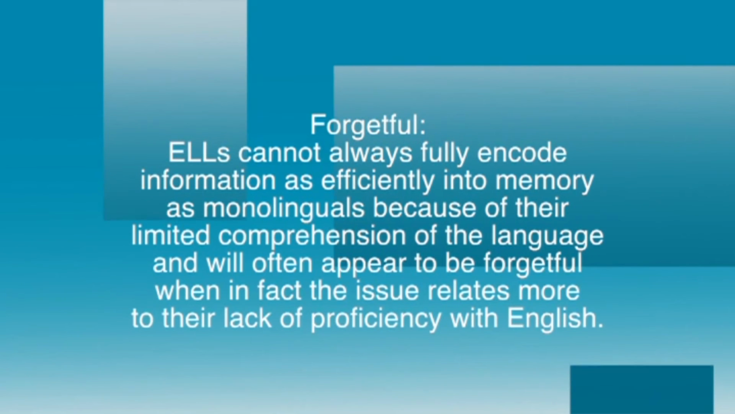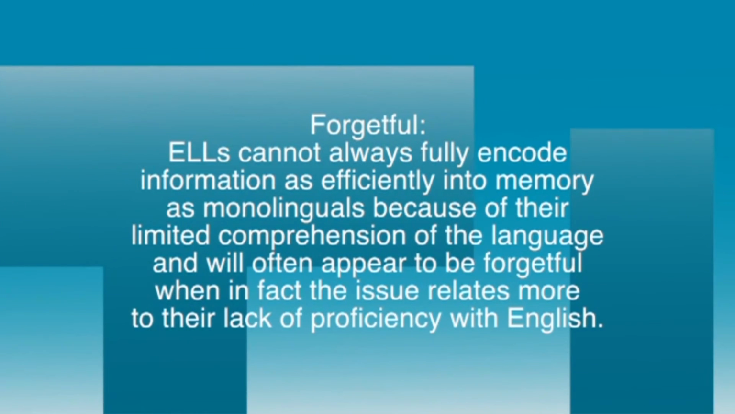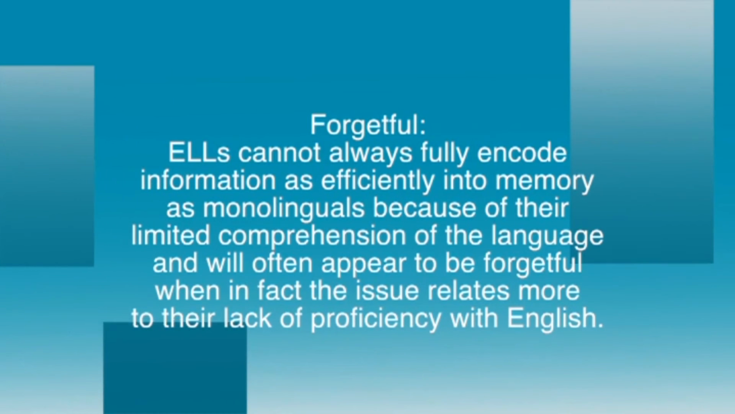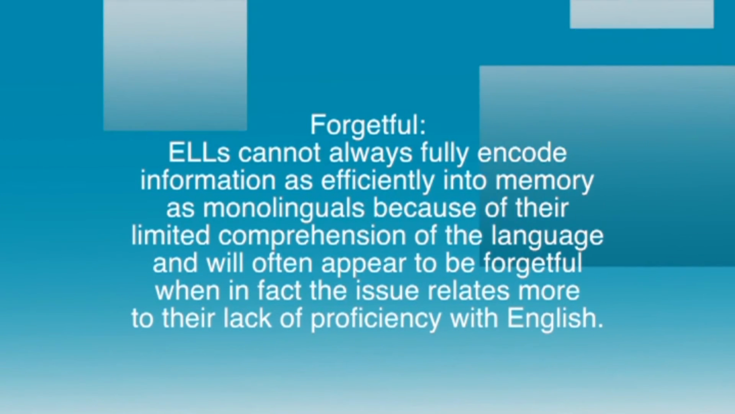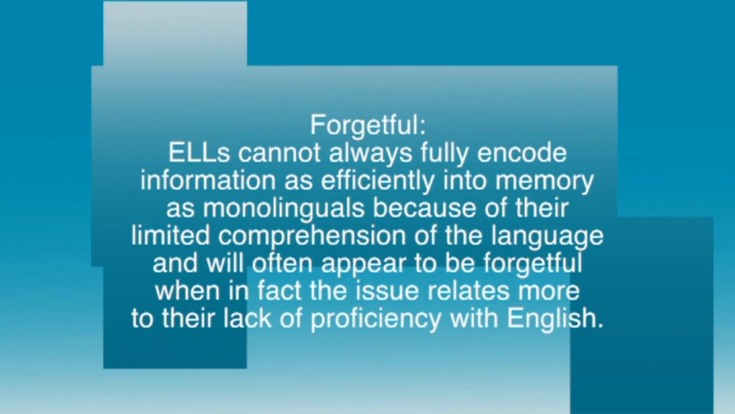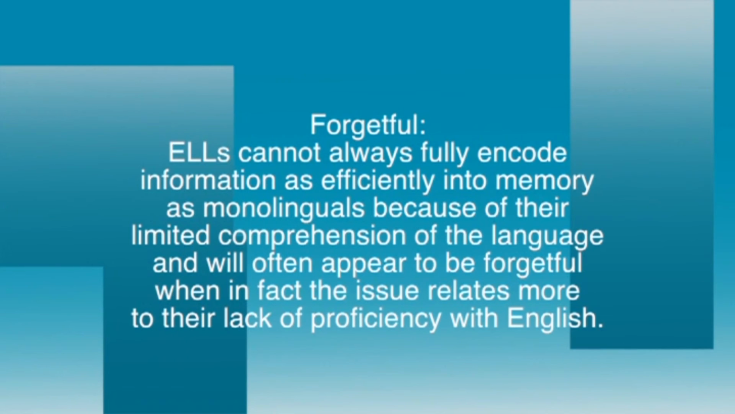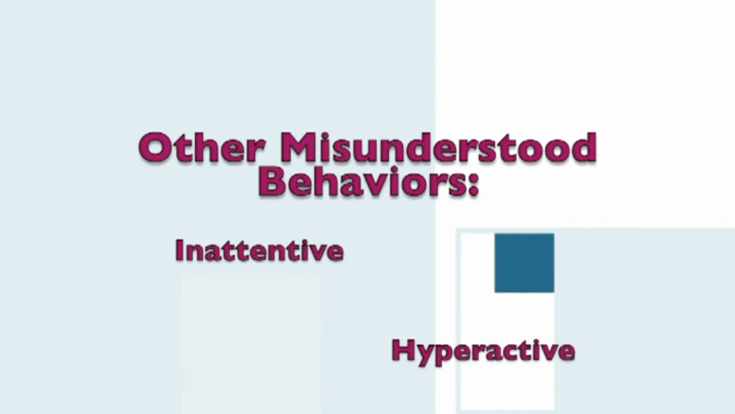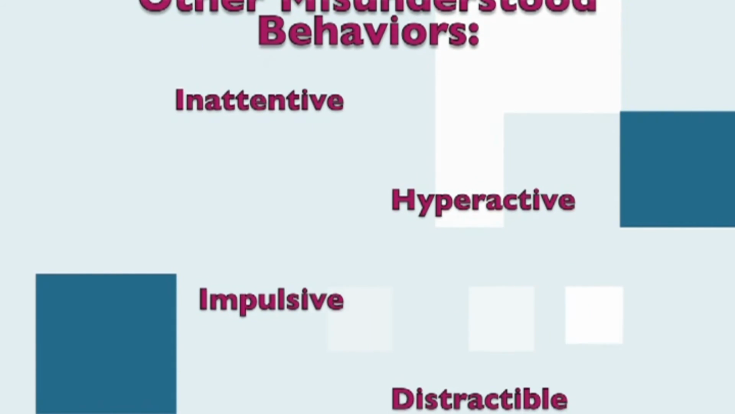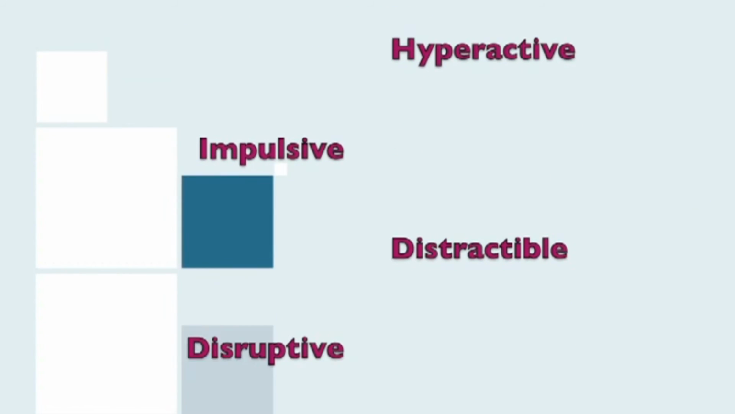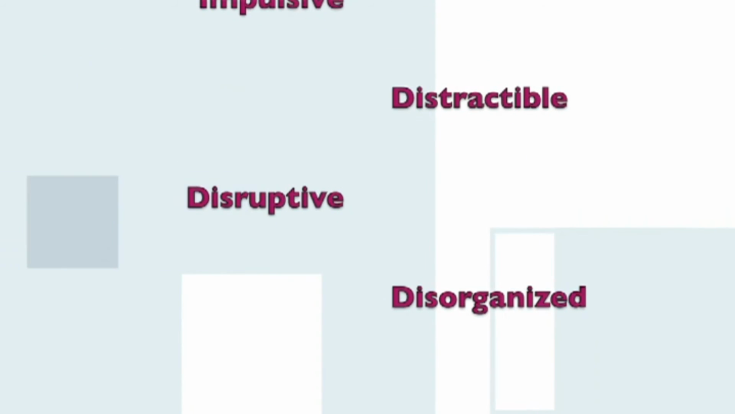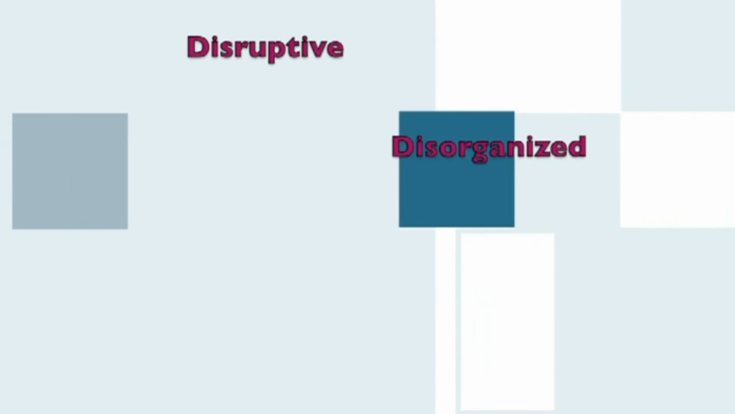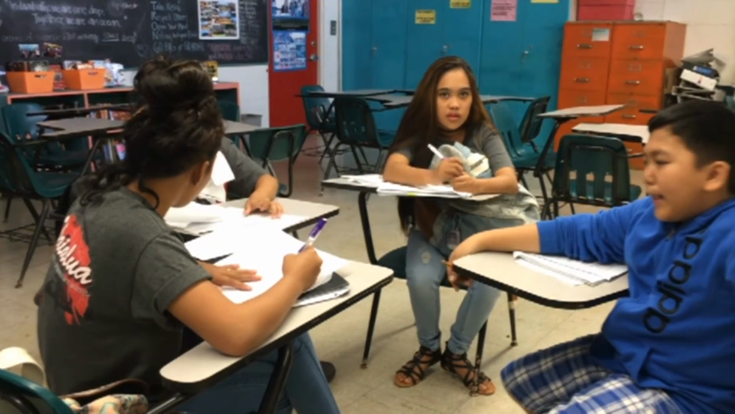And when ELL students seem forgetful, well, ELLs cannot always fully encode information as efficiently into memory as monolinguals because of their limited comprehension of the language, and will often appear to be forgetful when in fact the issue relates more to their lack of proficiency with English. In addition, ELL students may seem inattentive, hyperactive, impulsive, distractible, disruptive, disorganized, and so on, but there are usually good reasons for this. So before you diagnose students as having a learning disability, really think about and find out what the cause of the problem is.